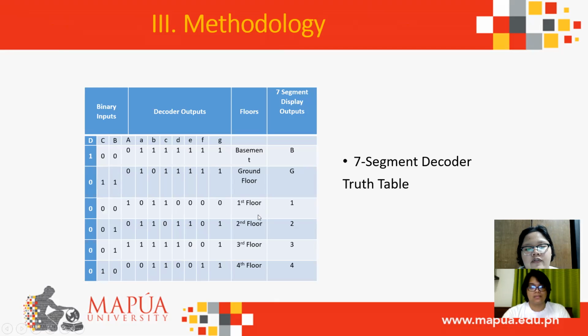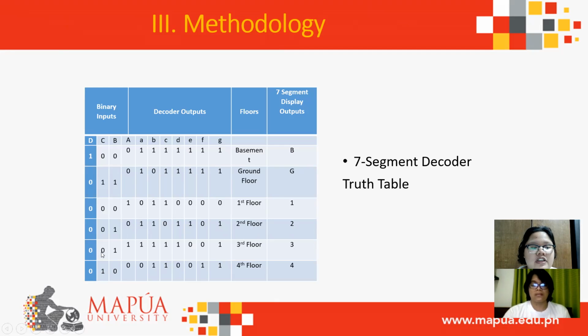10000, and for the first floor. Then for the second floor, we have number 2, 7 segment display output, having a binary input of 0010 and a decoder output of 110101.